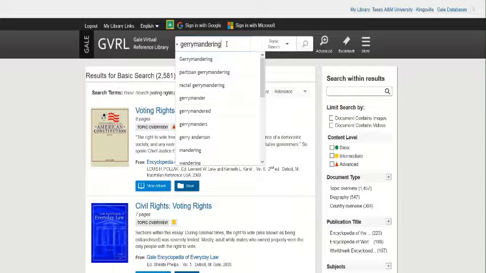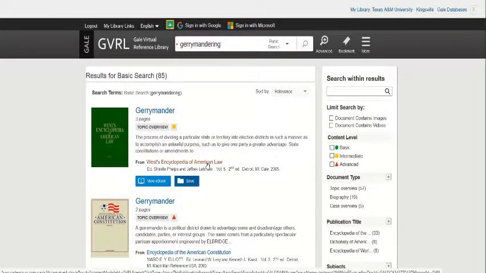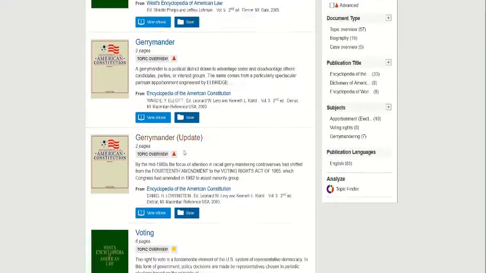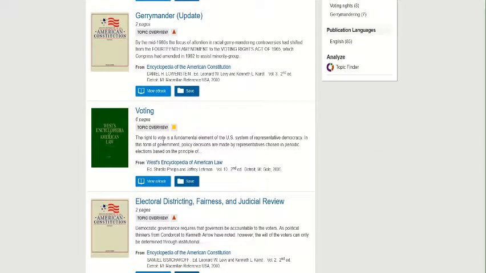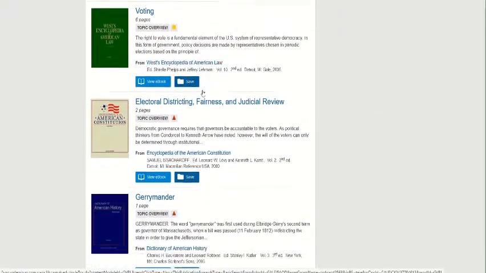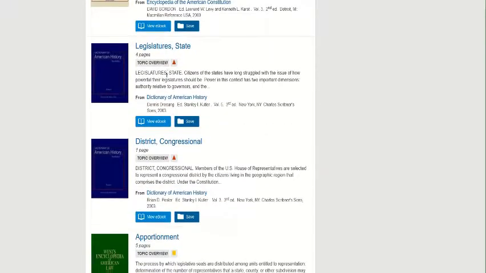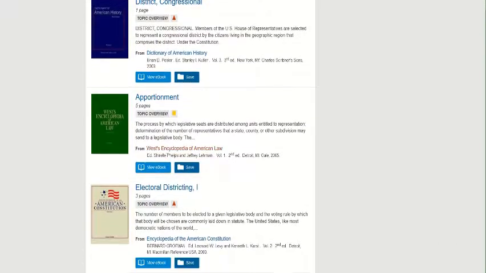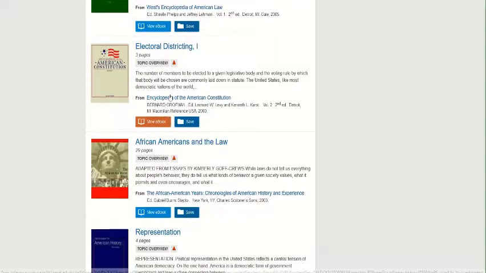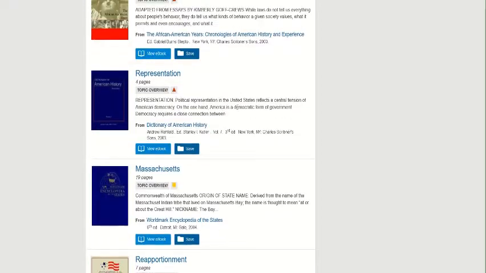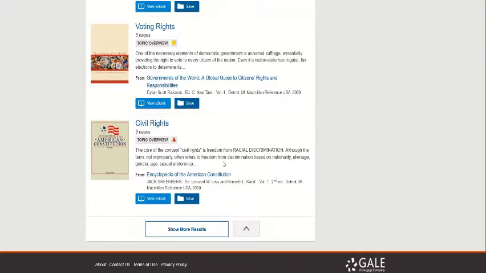contribution to the discussion. Let's take a look at what gerrymandering gives us. Gerrymander from West's Encyclopedia of American Law. 2 pages from the Encyclopedia of the American Constitution, more from the West Encyclopedia of American Law, Dictionary of American History, state legislatures, different Dictionary of American History, apportionment, issues of how legislative seats are distributed, electoral districting from the Encyclopedia of American Constitution, African Americans and the law. So we have a lot of information here, again, about gerrymandering.